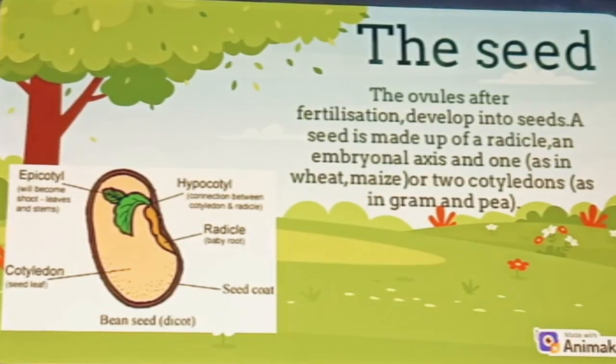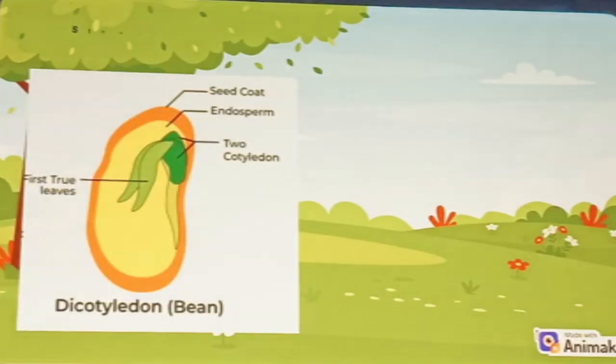After that, we will study the seeds. The ovules after fertilization develop into a seed. The seed is made up of a seed coat, radicle and embryonal axis, and one cotyledon as in wheat and maize, or two cotyledons as in gram and pea.